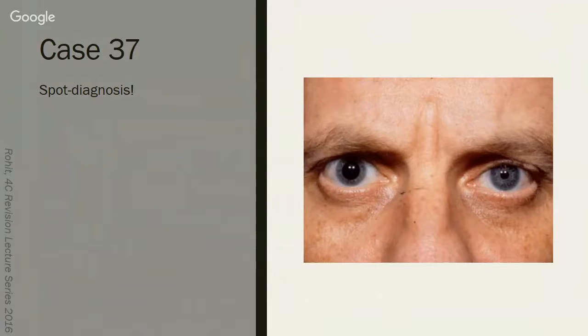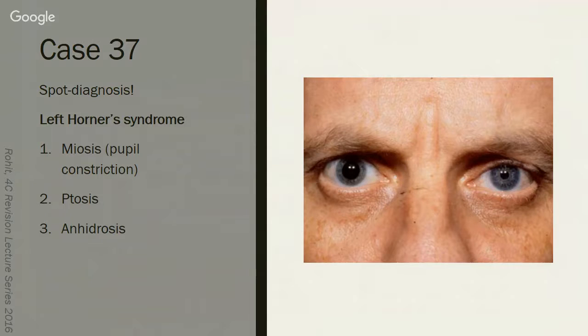Spot diagnosis. Pathology is in this eye. Yeah, why do you say Horner's? Horner's has 3 features, 2 of which you can see. Yeah, good, absolutely. Yeah, they've got ptosis and they've got miosis. Can't really see the anhidrosis, but you assume it's there.